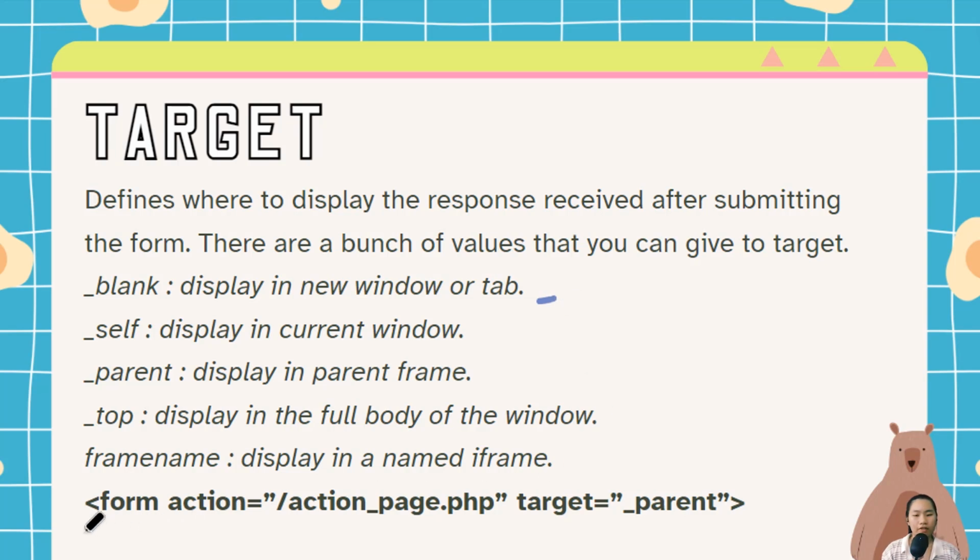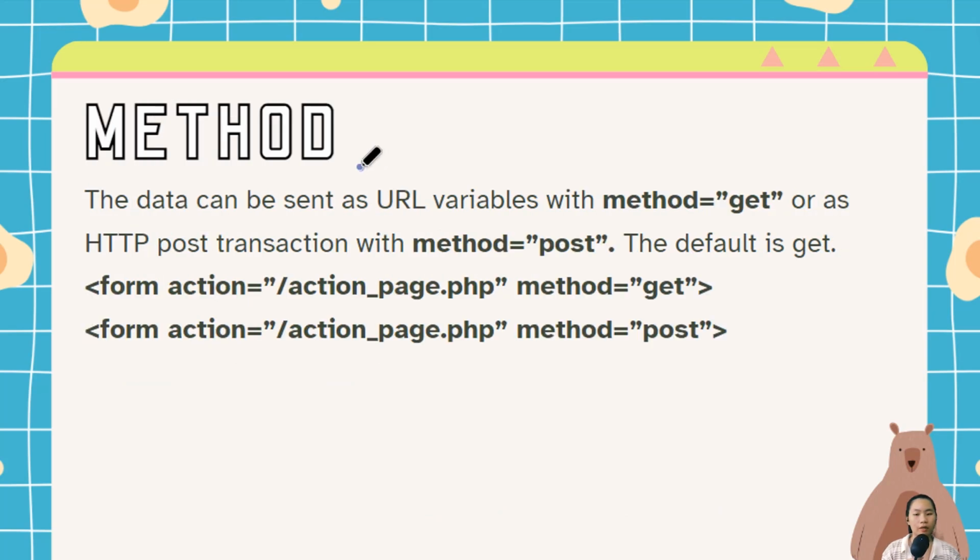And here I have an example of what target can look like once you put it in a form tag. So we have form, we have action, and we have target, and the example is _parent. Next up, let's talk about method. So data can be sent as URL variables with either method get or method post with an HTTP post transaction, okay? Now, the default is get. So I have an example, form action, method equals get and method equals post.